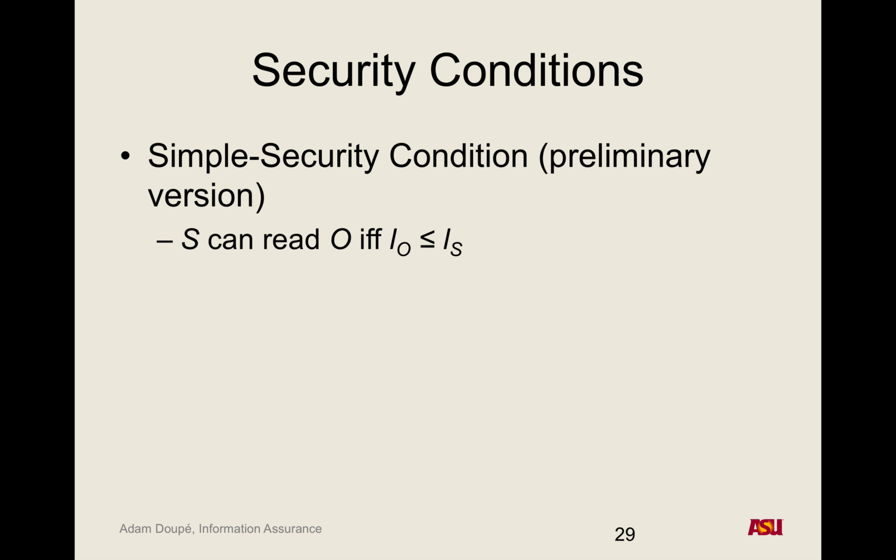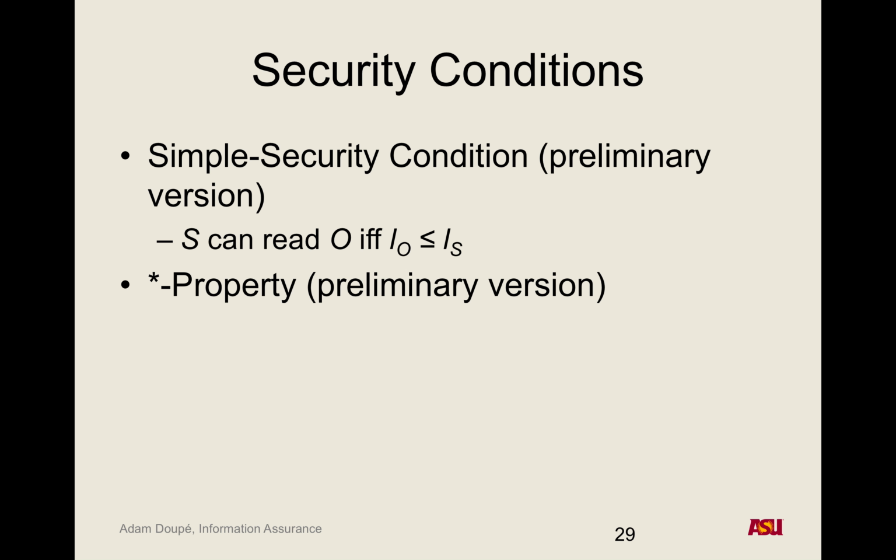And so we're saying a subject can read an object if the security level of the object is less than or equal to the security level of the subject. This is read down, exactly what we talked about. And then this star property, and I'm calling these preliminary versions because we don't have categories yet. So when we add categories and labels to things, this is going to change, and we'll talk about that. But these are the two properties that we just derived, just written more formally.